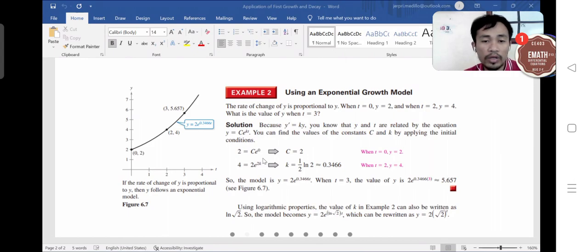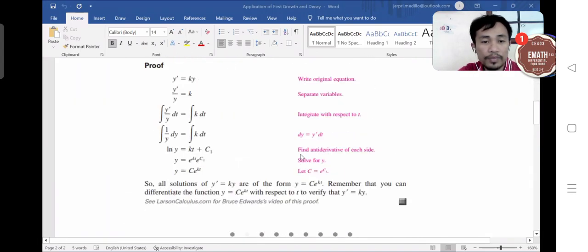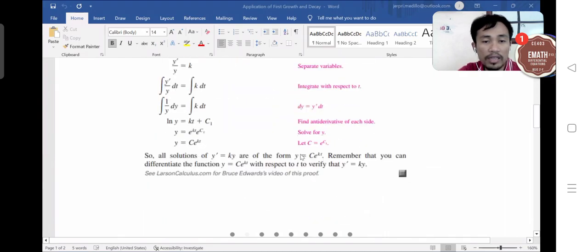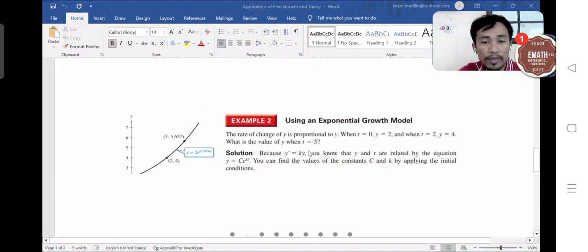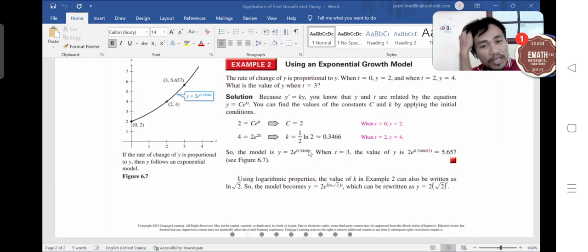So, we know that e exponent of 0 is equal to 1. So the result c is equal to 2. So that's the c value. Looking back to the formula, our formula is y = c e^(kt). So what we need to find in this problem is our y when the time is 3.